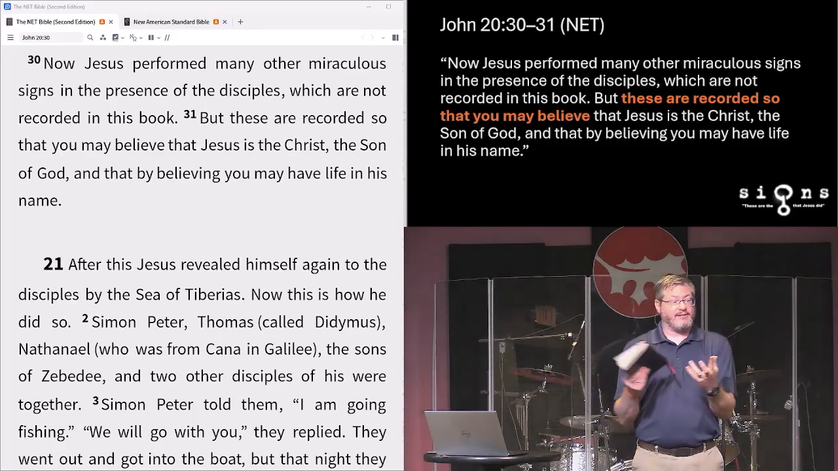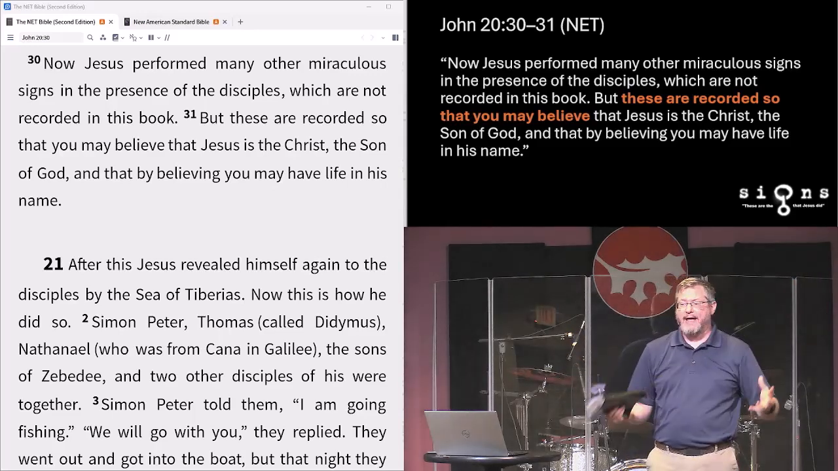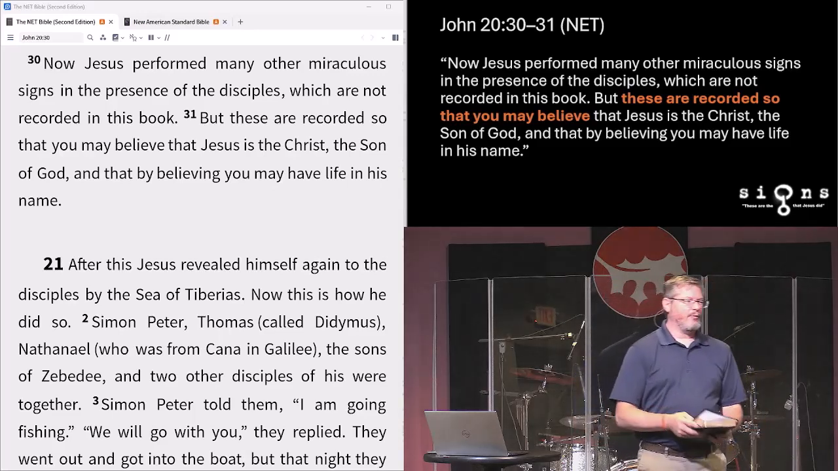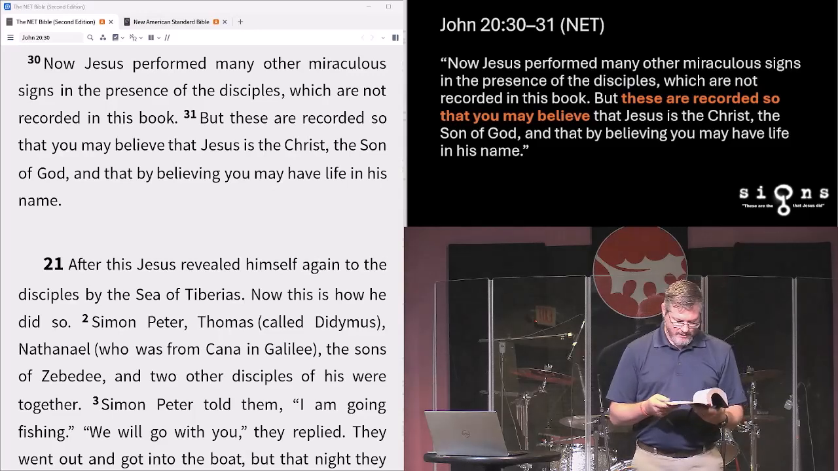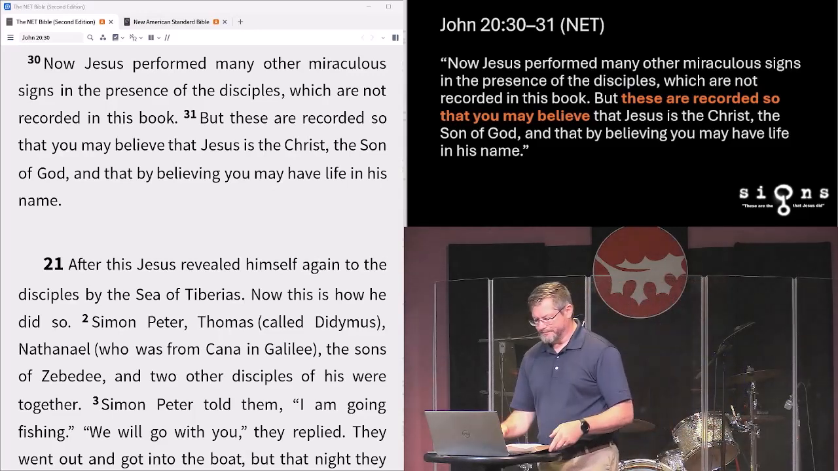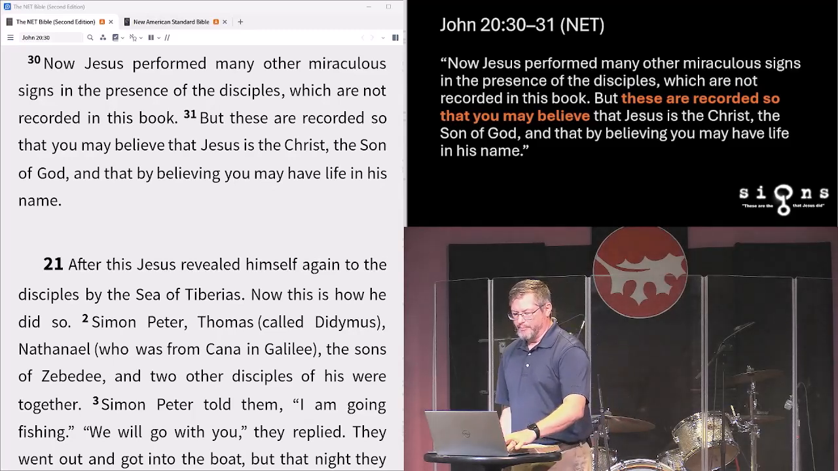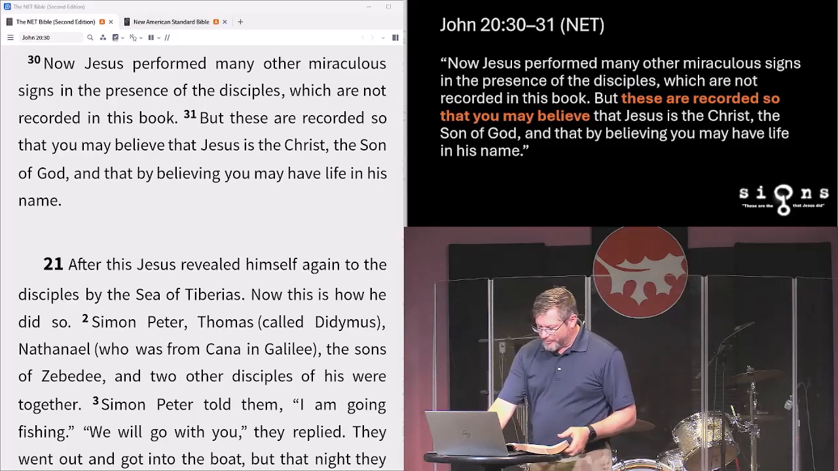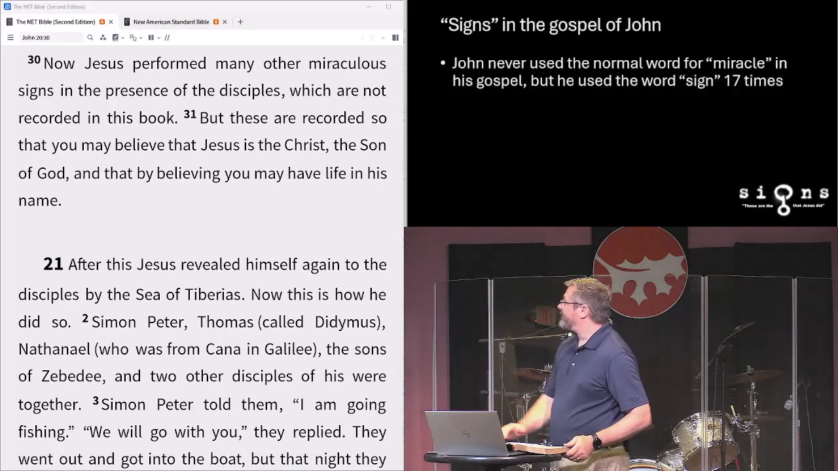Who is Jesus? This is from Jesus' own mouth. This is who I am. But John didn't say I wrote those down. He said I recorded these signs. These signs. This is what the book is about. And so this is what we are going to follow through and study over the next several weeks together.